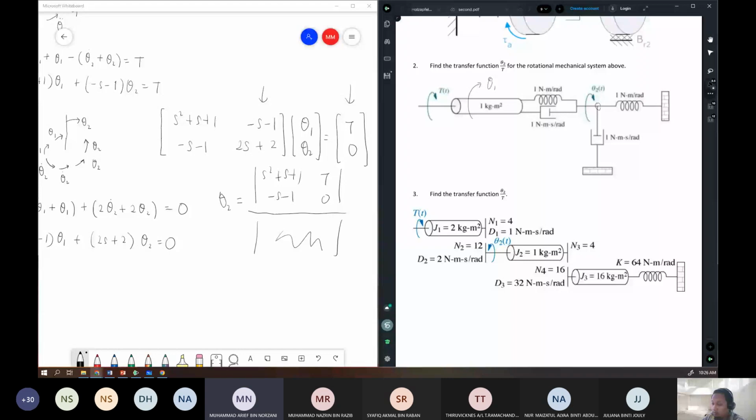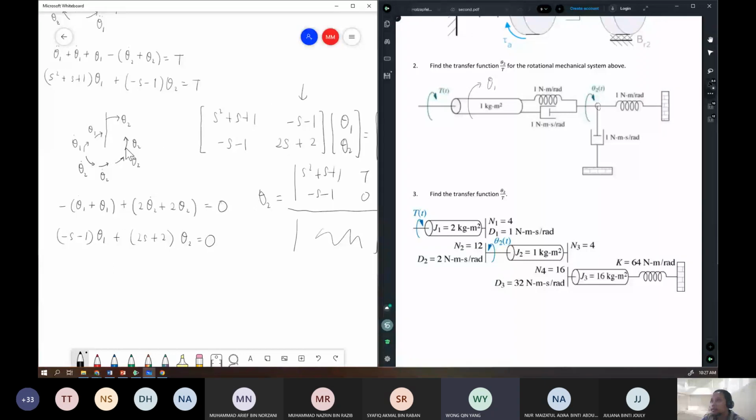Nak try sendiri dulu sir. Baru saya tanya balik. Okay. Sir, kenapa untuk yang theta 2 tu, dia ada dua theta 2 sir? Yang kat free body diagram untuk theta 2. Okay, sebab ada dua spring. Ada spring satu kat sini, satu dekat belakang yang ni. Okay, okay. Thank you.